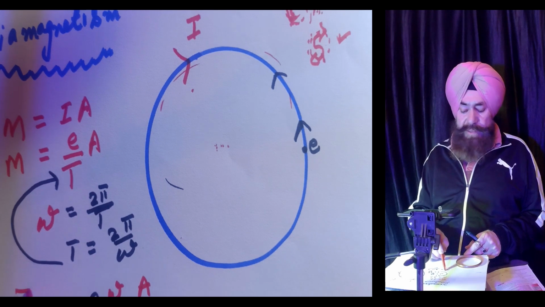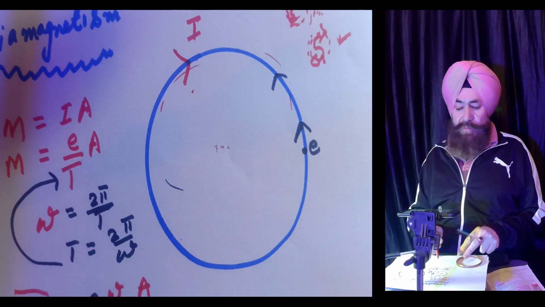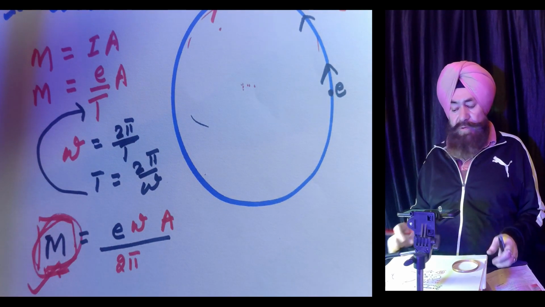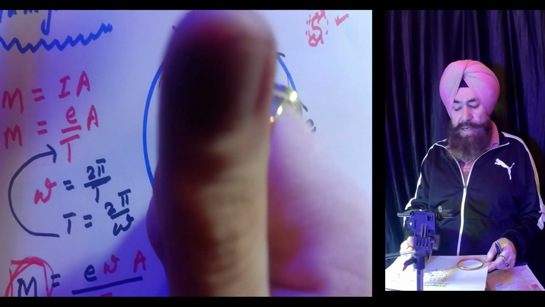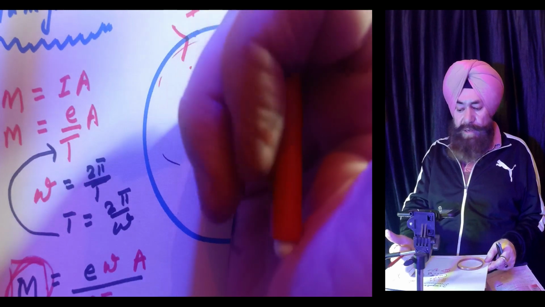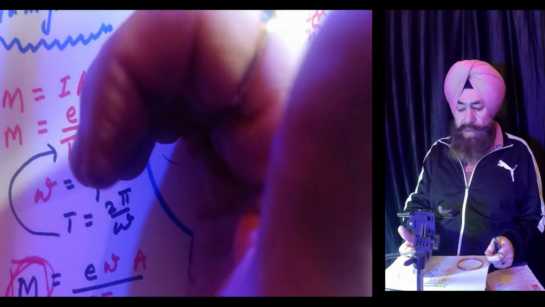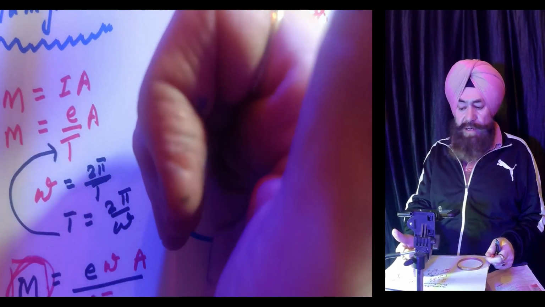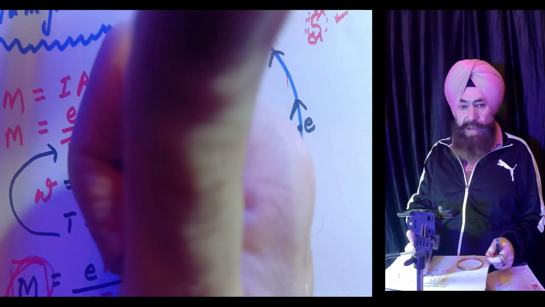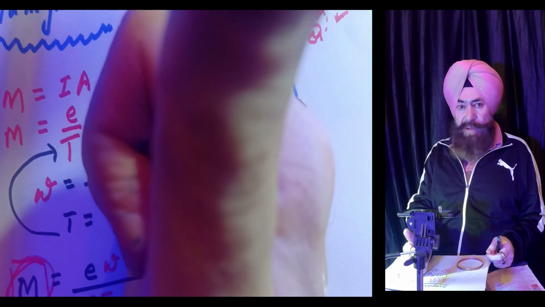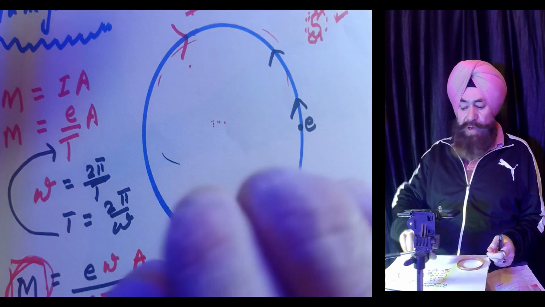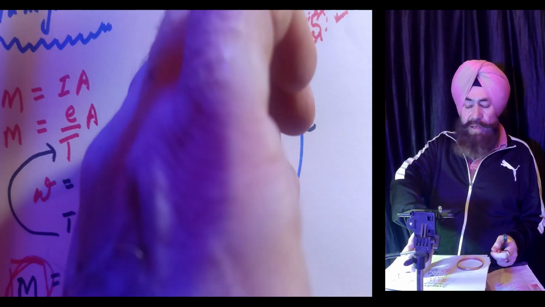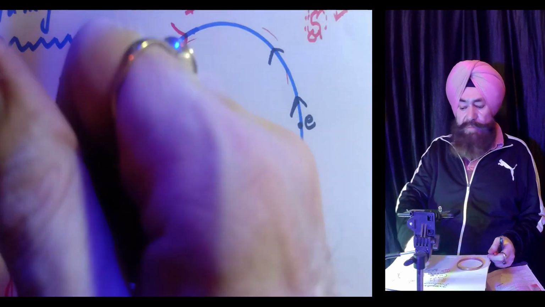Now, magnetic moment is a vector quantity. What about the direction of the magnetic moment? Apply the right hand thumb rule. If you curl your fingers anti-clockwise, then the thumb will be upward, and the magnetic moment will be upward in direction. But in our case, current is clockwise. Clockwise current means the thumb goes inward into the paper.